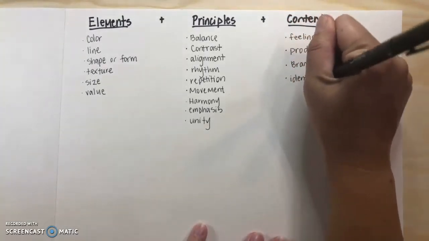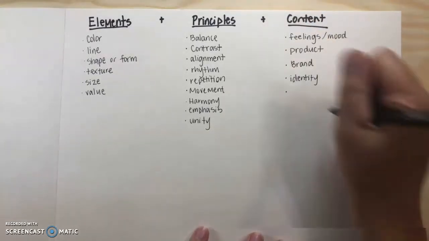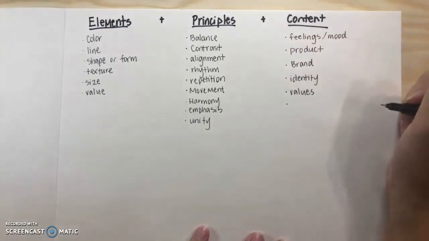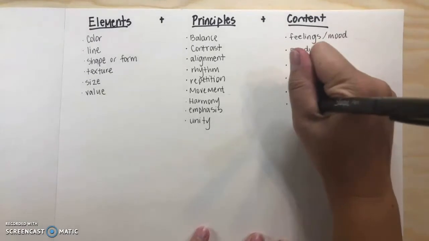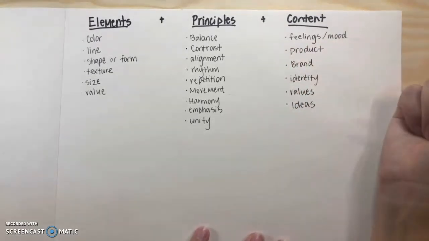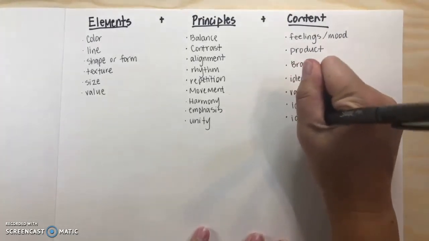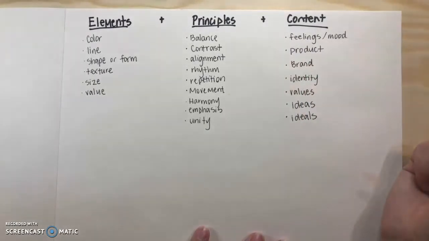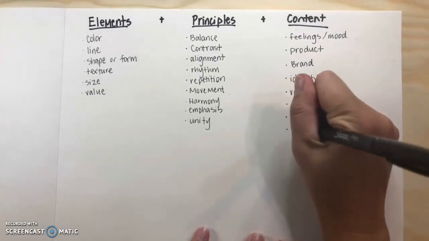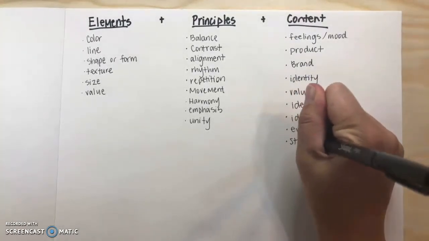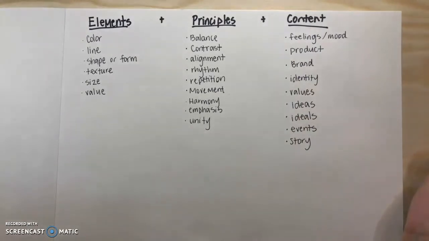We're trying to communicate a brand or a brand identity. We're trying to communicate an identity, someone's identity. Values, something that we value either as a person or a society. Maybe ideals, things that we hold in ideal, which is very similar to value. And then thinking about values and ideals, I thought about ideas. So maybe we just want to communicate an idea. Then we have events and stories. So we sometimes have art that communicates an event that happened or a story.